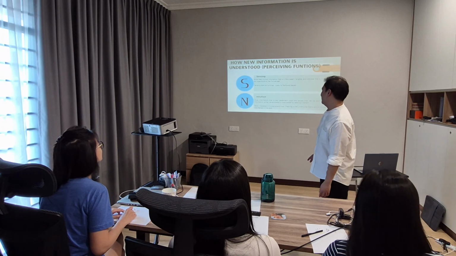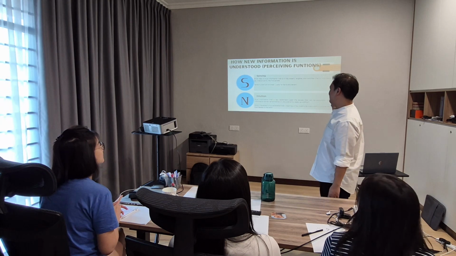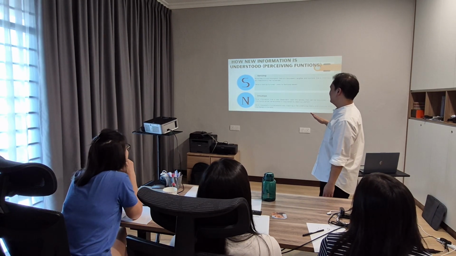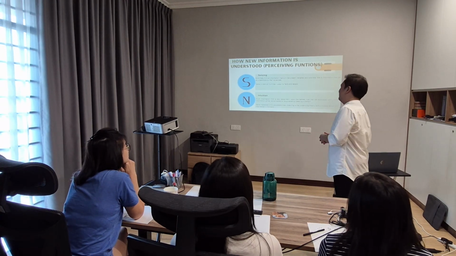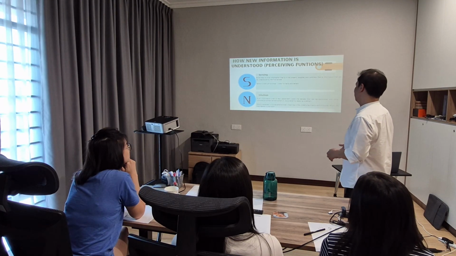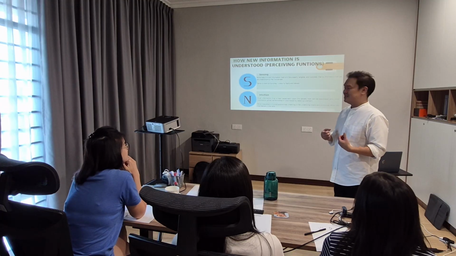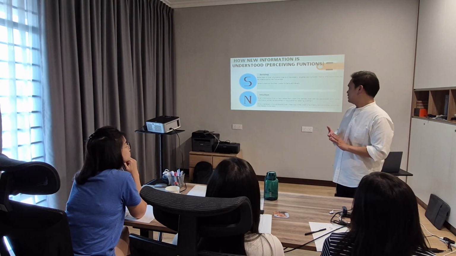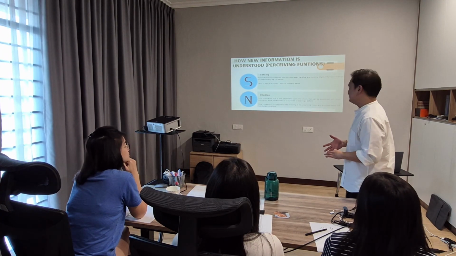To perceive information, according to Myers and Briggs, there are two main types: sensing and intuition. People who are more sensors feel that information has to be present, tangible and concrete, and it has to be understood by their five senses. These people distrust hunches. They always look for facts and details.